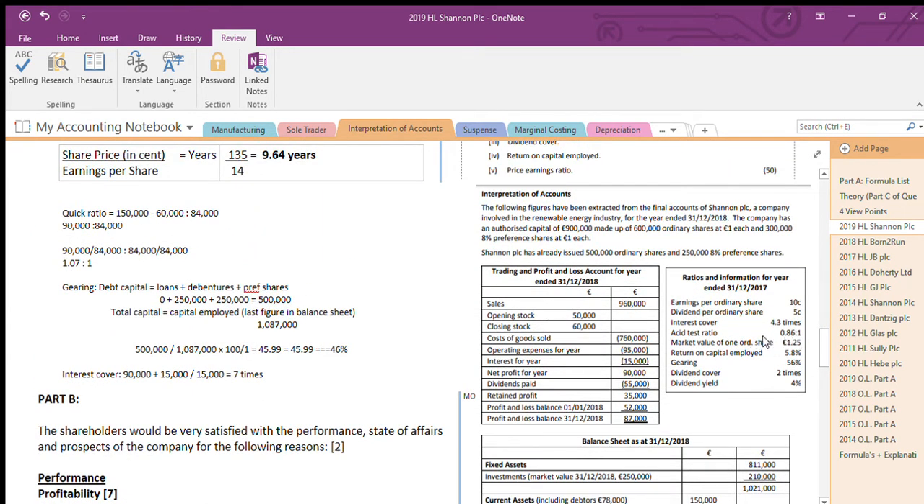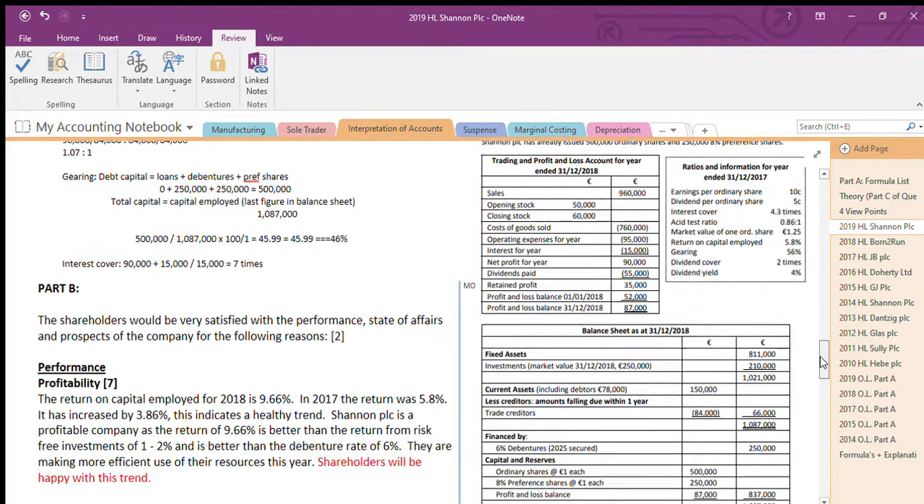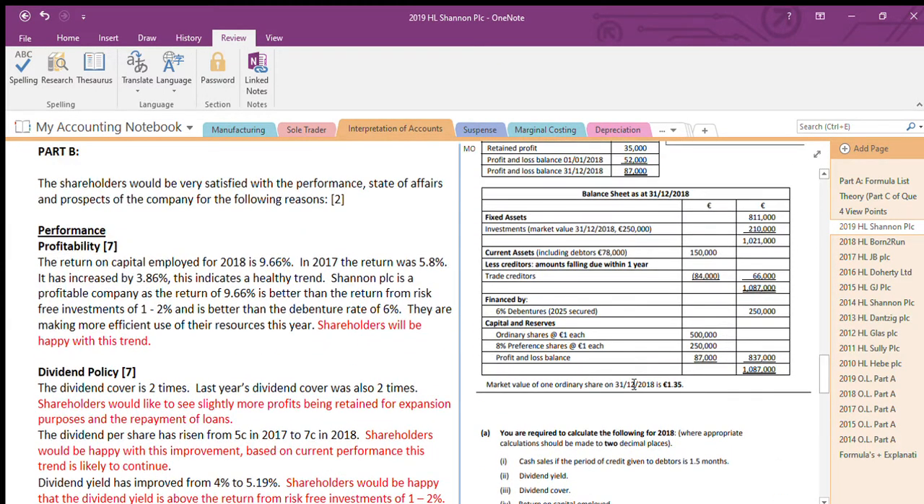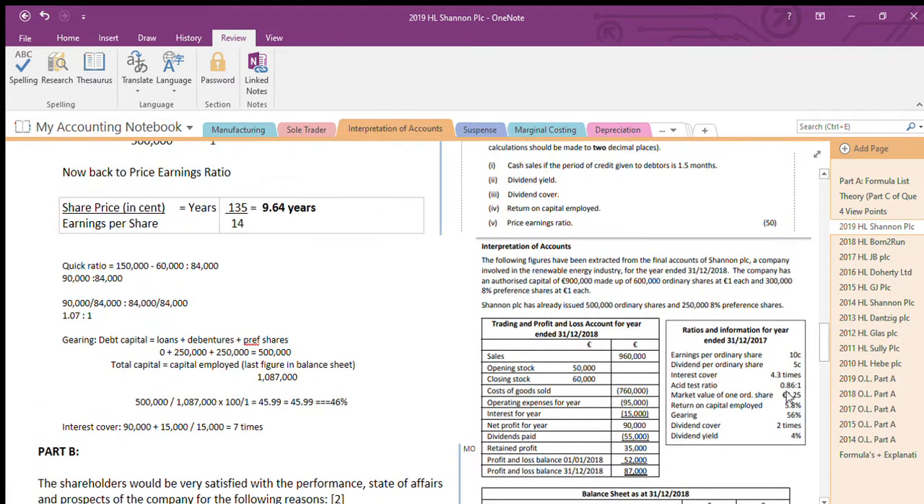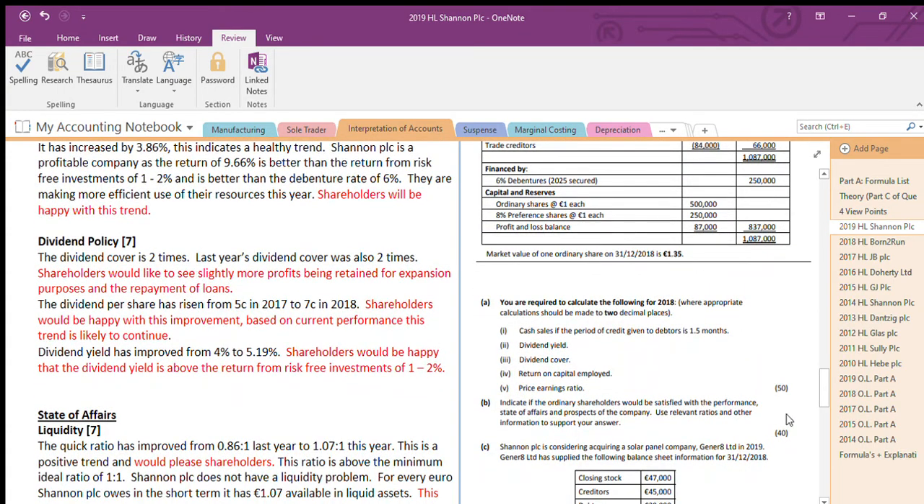So they give it to you. It's given in this question. Last year's €1.25. This year is €1.35. So what happened? This is the value of the shares. If I want to buy one share, I've got to pay €1.35, whereas last year I would have paid €1.25. That means for the shareholders, if you owned shares last year, every share you owned was worth €1.25, and now all those shares are going up 10 cents. So that's a good thing.